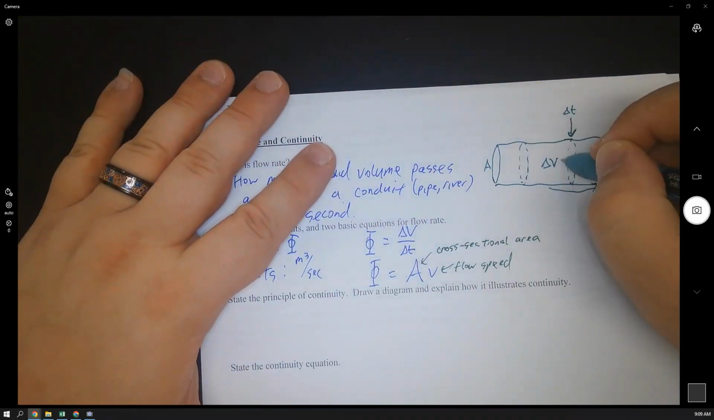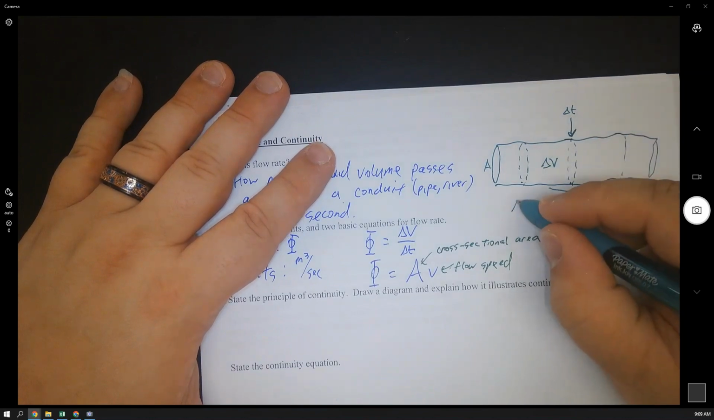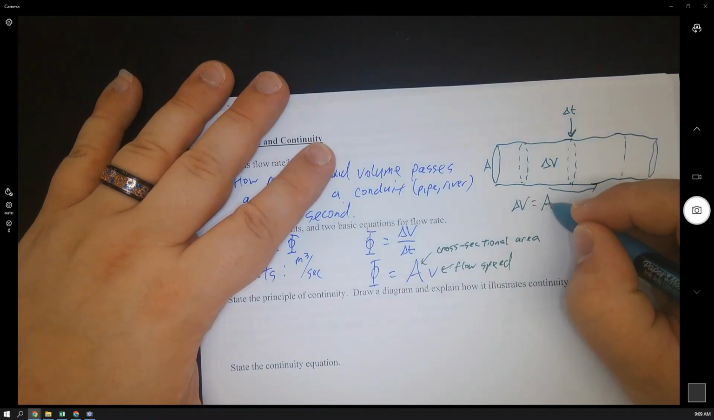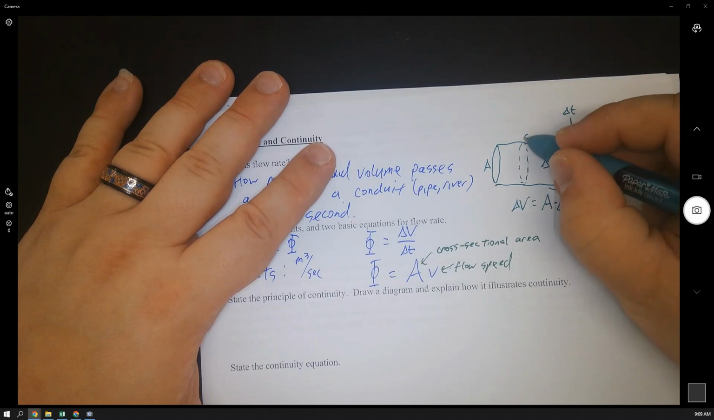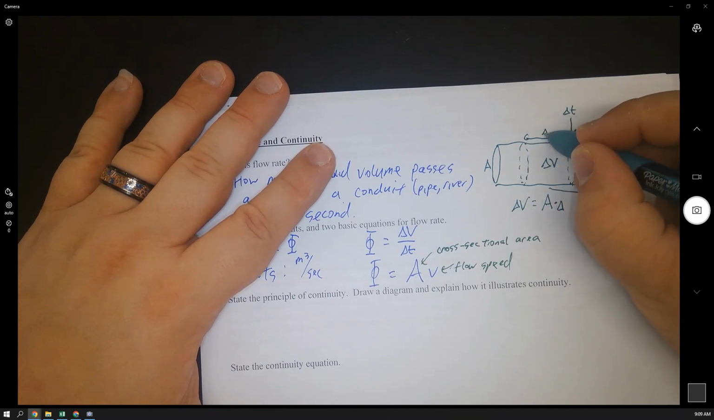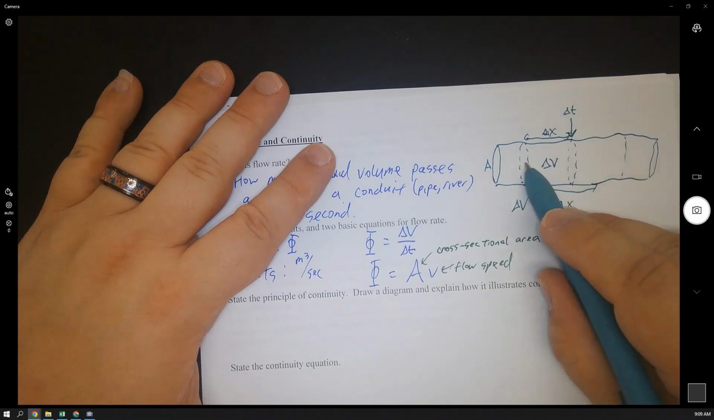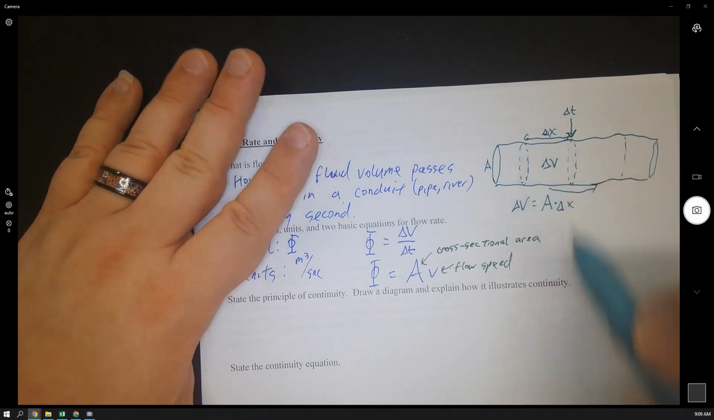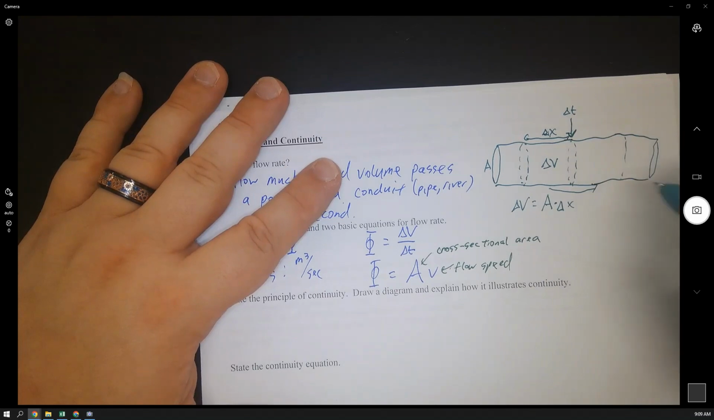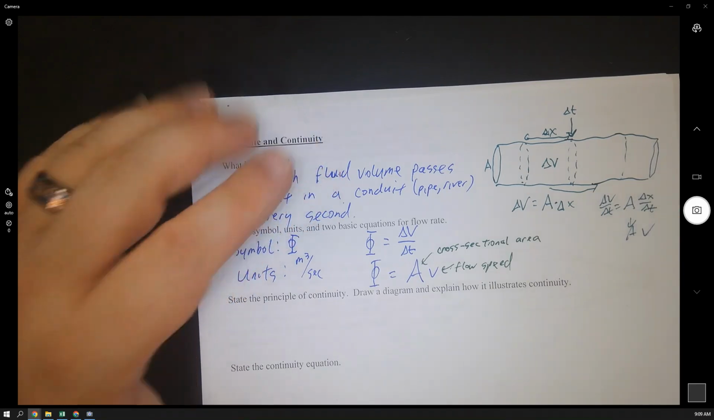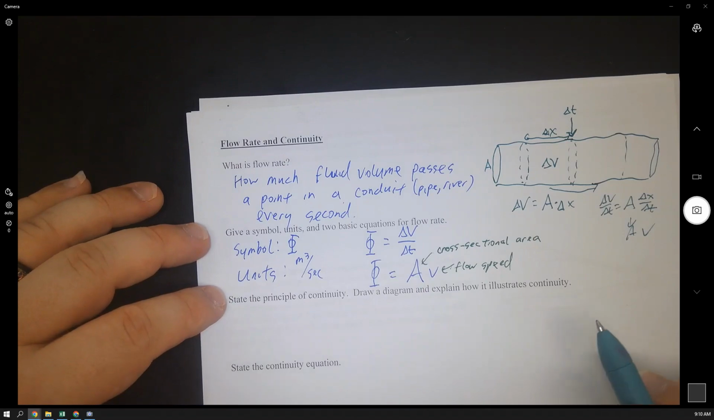Well, what is delta volume? Delta volume is area times this distance, which I'm going to call delta x. Okay, so area times delta x, right? The area of the base times the height. That's where that volume equation comes from. So if I say delta volume over delta time, that would be area times delta x over delta time, which is area times velocity. You guessed it, right?